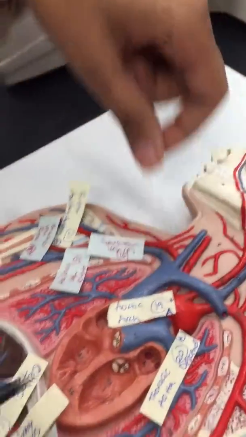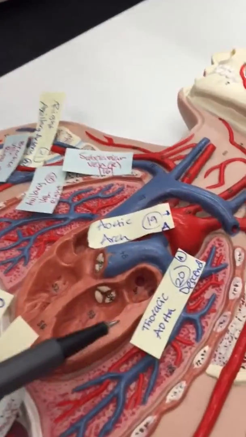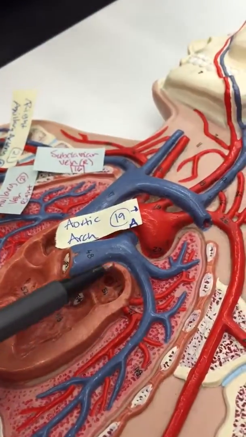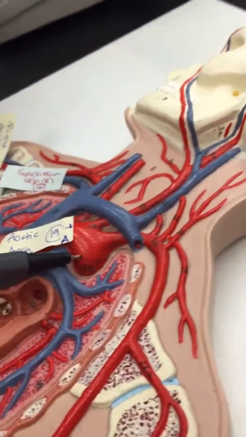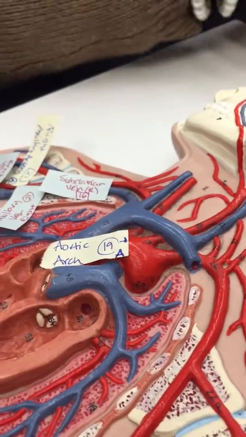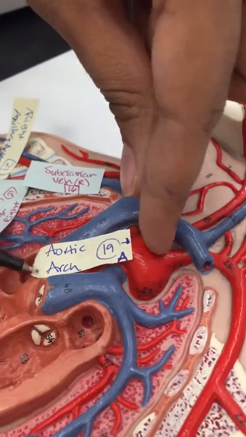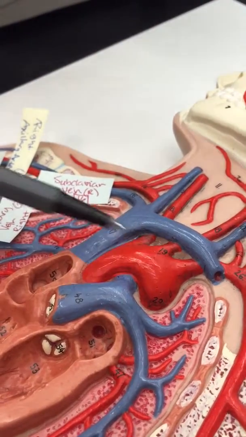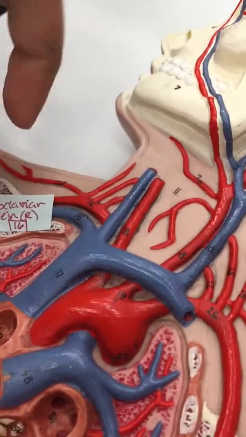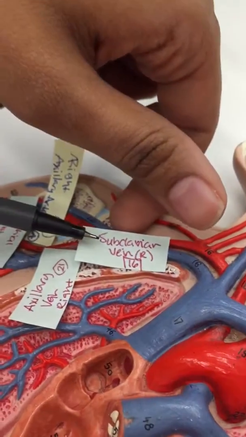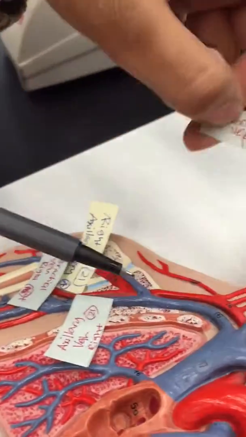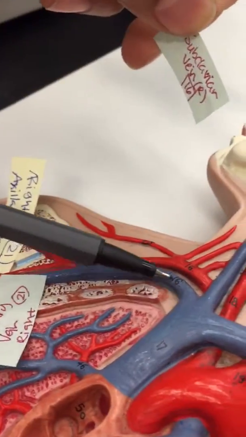Okay. So then we have our thoracic aorta artery, which is descending. It's number 20. So that is right there. Then we have our aortic arch, which is number 19, this big one right here. Then we have our subclavian vein, which is number 16 right here.